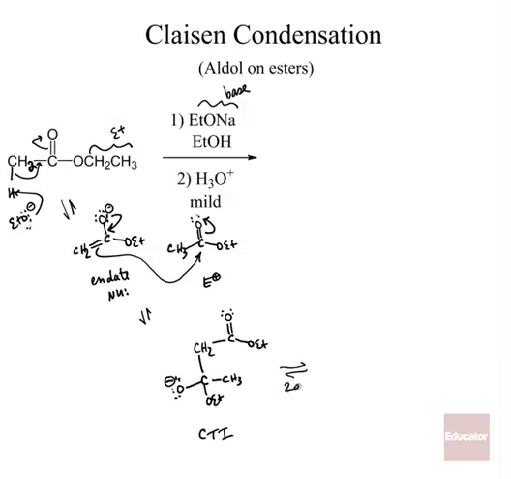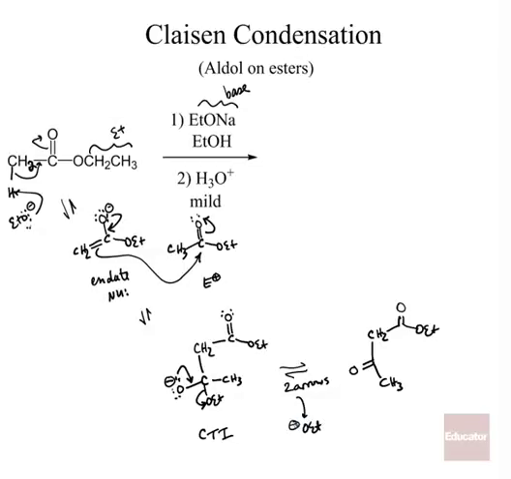What happens to a CTI? We use two arrows and we collapse that CTI. Lone pair comes down, leaving group gets kicked off. And so our product ends up being this. We kick off ethoxide.